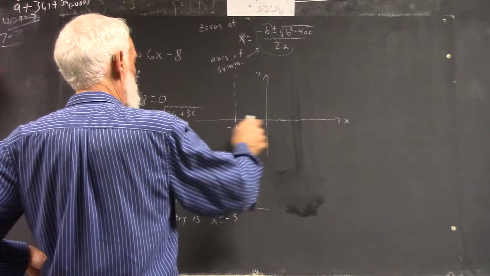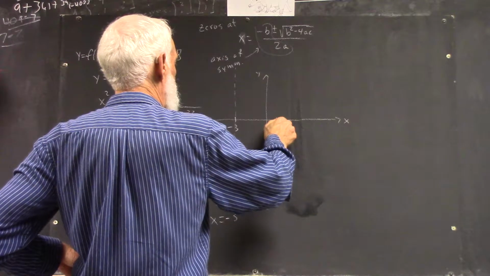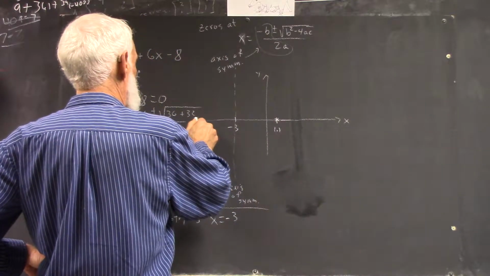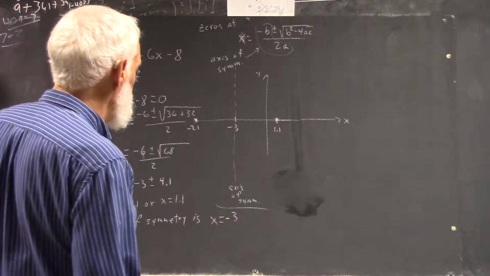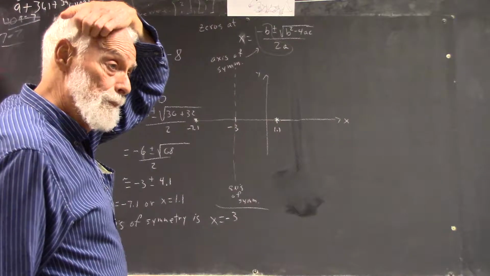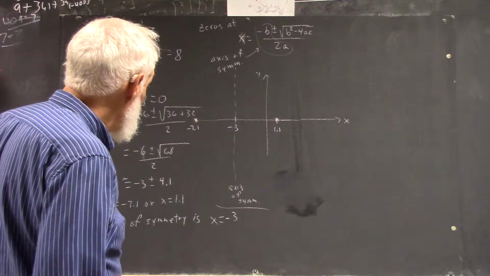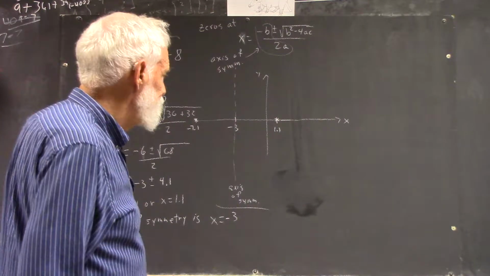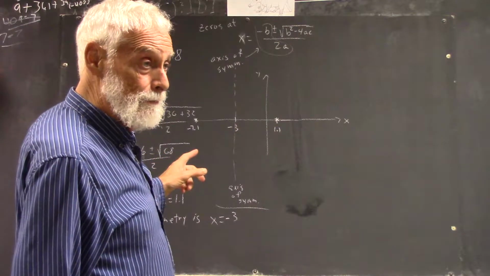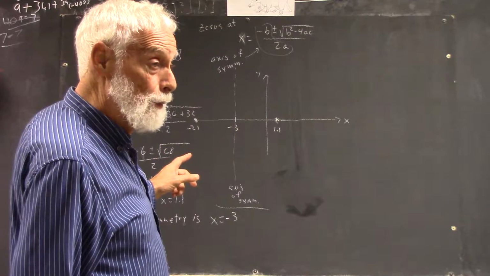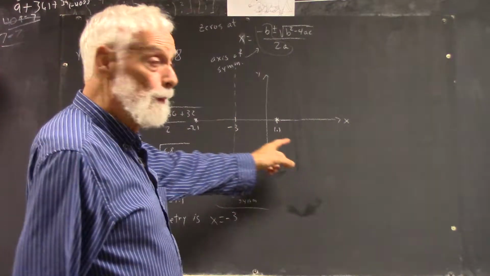Okay, then, at 1.1, and at negative 7.1, we have zeros. Okay? So what does that tell us? Well, among other things, the axis of symmetry better be symmetric with those zeros. Okay? Which means what? That this number had better be halfway between this number and this number, right?